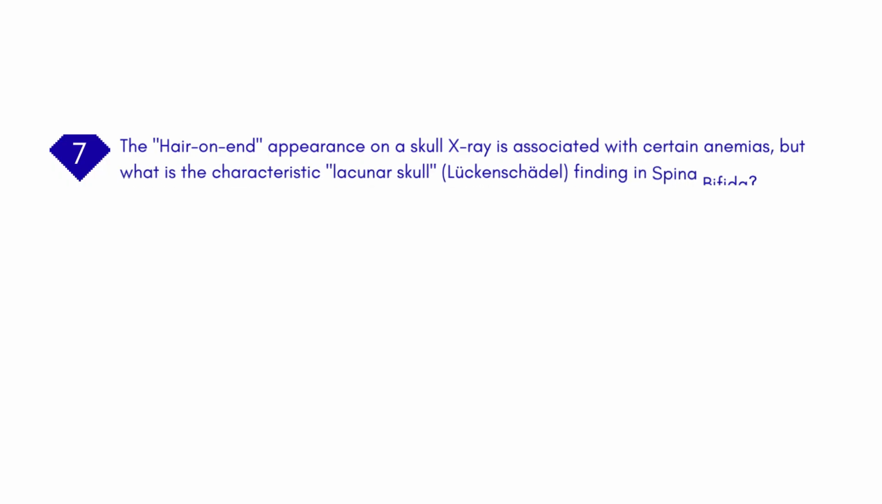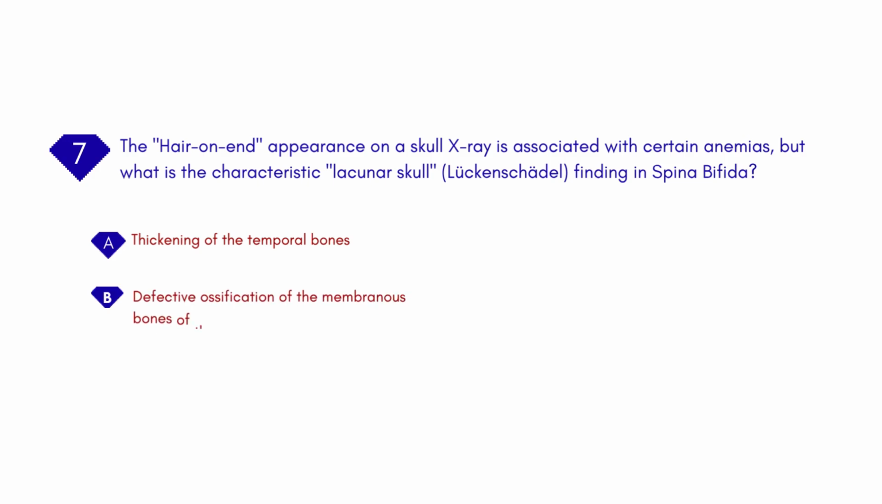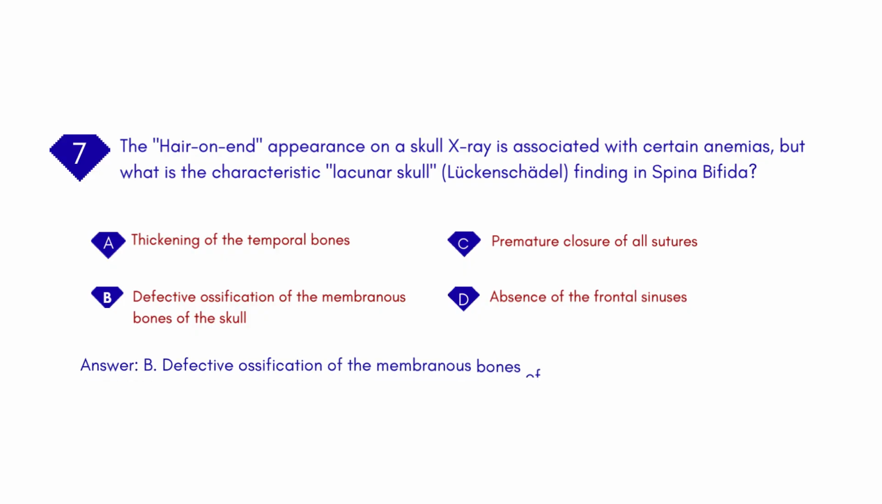The hair-on-end appearance on a skull X-ray is associated with certain anemias, but what is the characteristic lacunar skull, Luckenschädel, finding in spina bifida? A. Thickening of the temporal bones. B. Defective ossification of the membranous bones of the skull. C. Premature closure of all sutures. D. Absence of the frontal sinuses. Answer: B. Defective ossification of the membranous bones of the skull.